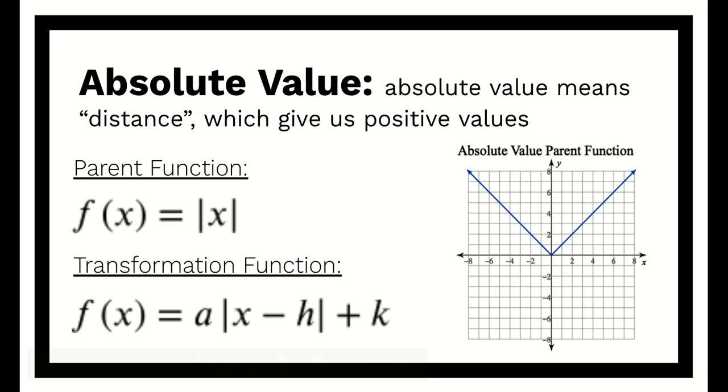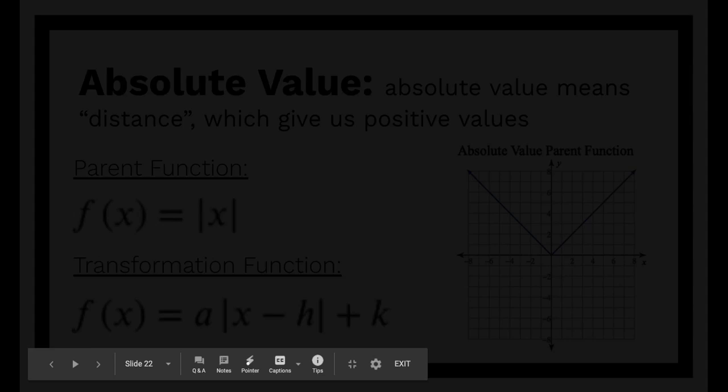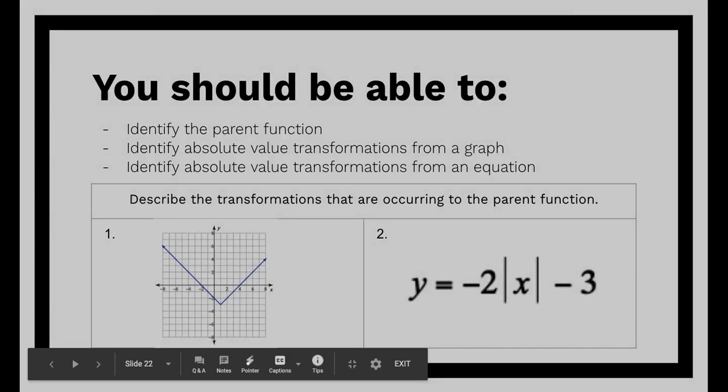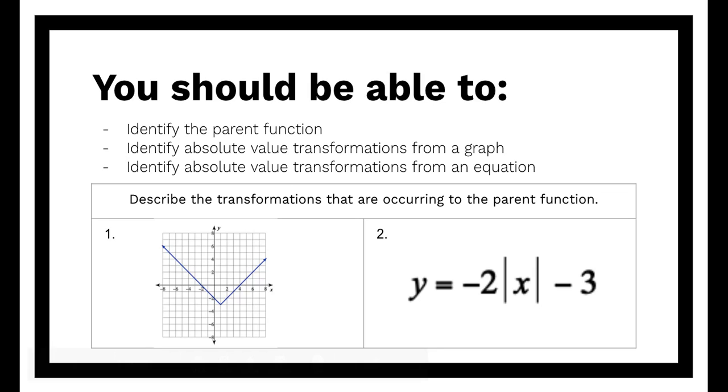That h value is going to shift me left and right, positive, negative. That k value is going to shift me up and down. At this point, you should be able to identify the parent function, identify absolute value transformations from a graph, identify absolute value transformations from an equation.